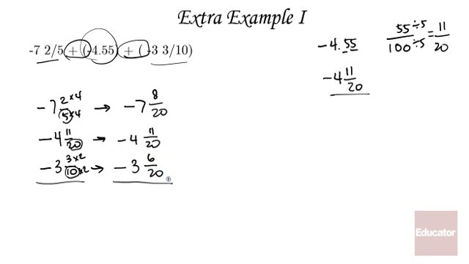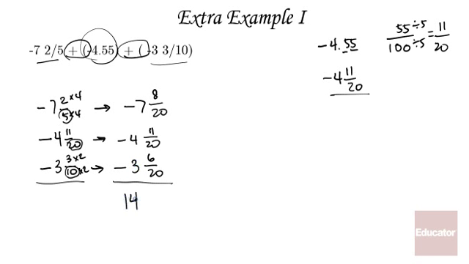Now let's think back to adding and subtracting integers. When the signs are the same, you're going to add. And in this case, all the signs are the same. They're all negatives, so we're going to add. Let's start off with the whole numbers. 7 plus 3 is 10, plus 4 is 14.